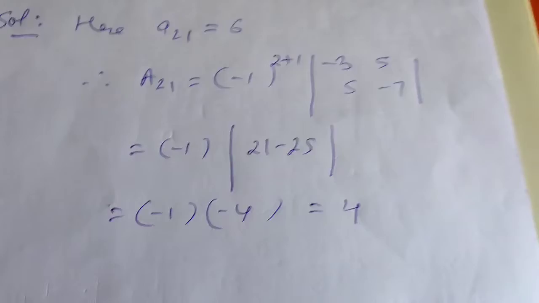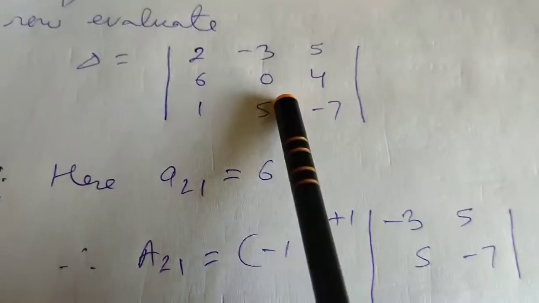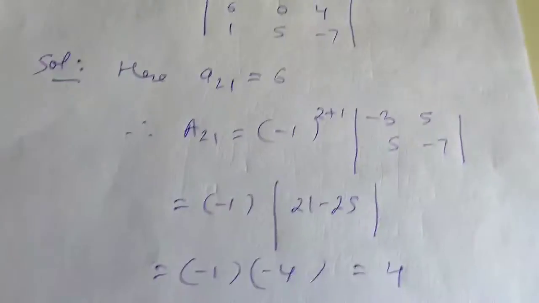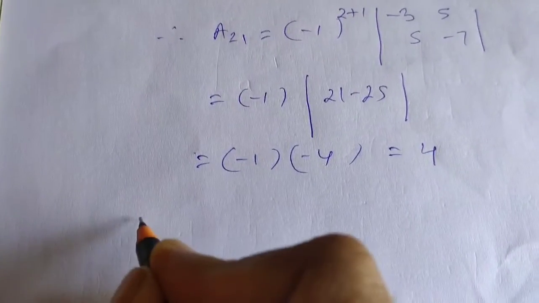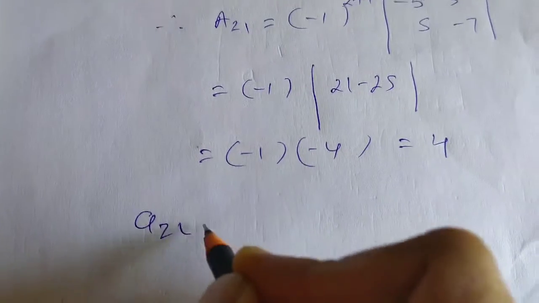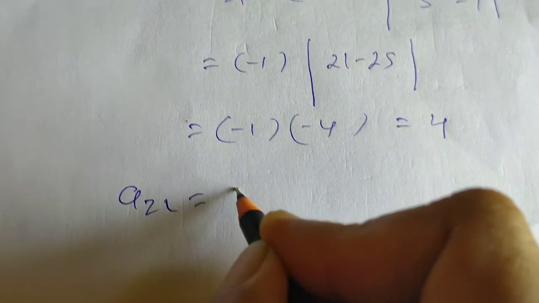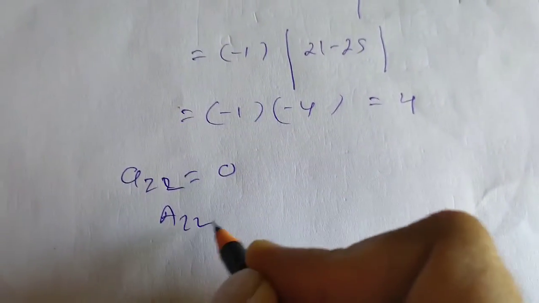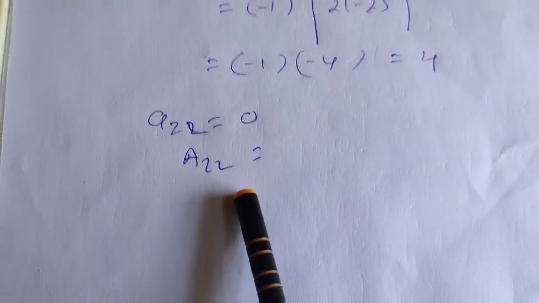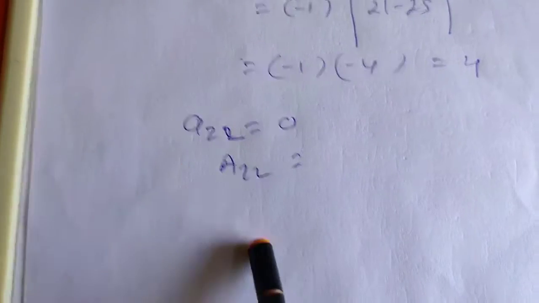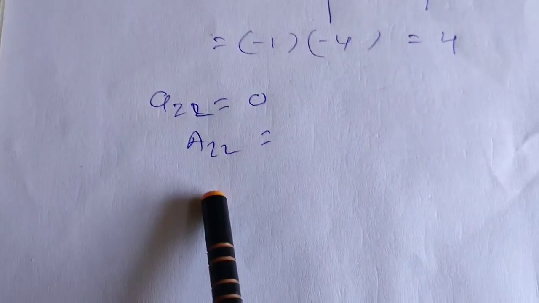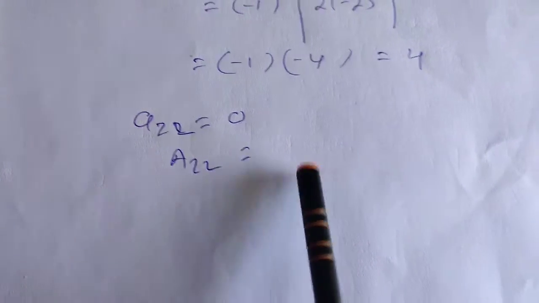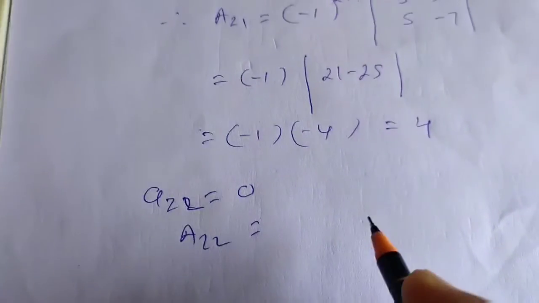So the value of capital A21 is 4. Similarly, we will find A22 and capital A22, then we will find A23 and the cofactor of A23. Here A22 is 0. Actually there is no need to find capital A22 because we have to multiply A22 with capital A22. Since A22 is 0, whatever the value of the cofactor of A22, the answer will be 0 on multiplying. But still let us find it out.